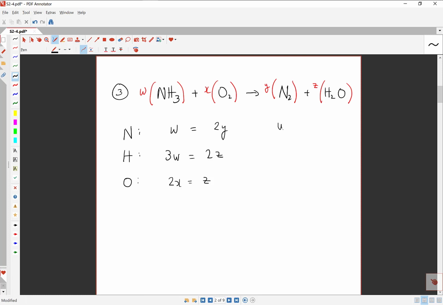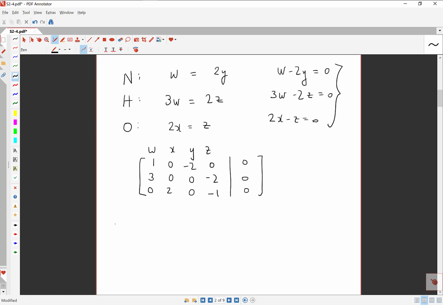Let's say the first equation becomes w minus 2y equals 0. Then we've got 3w minus 2z equals 0 and 2x minus z equals 0. So that's our system of equations, and let's put that into a matrix. So we're going to have three equations, four variables, and let's put that into our REF.